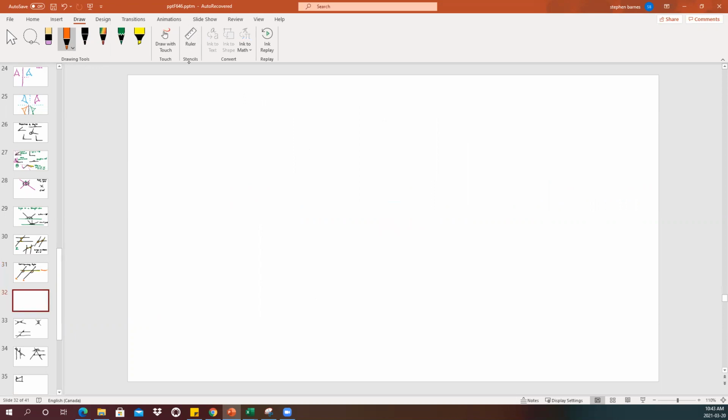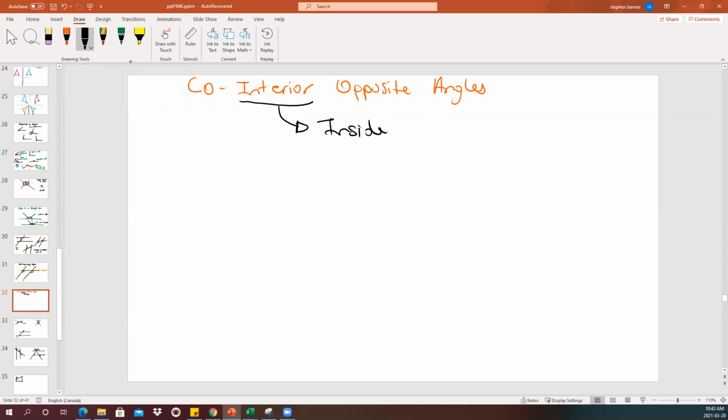The last one now that we're going to look at is co-interior opposite angles. All right. Now, as you can see, we have the word interior here, and I like to just go very basic with these things. What does interior mean? Inside. Interior means inside. Great. So let's use that and see.